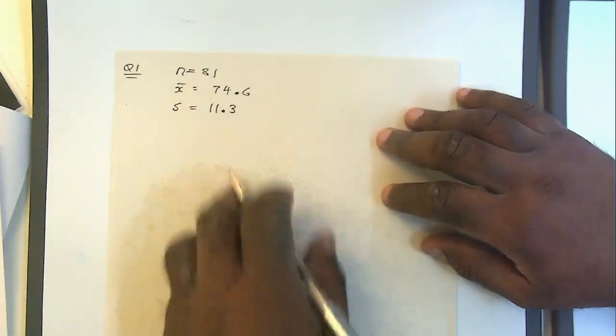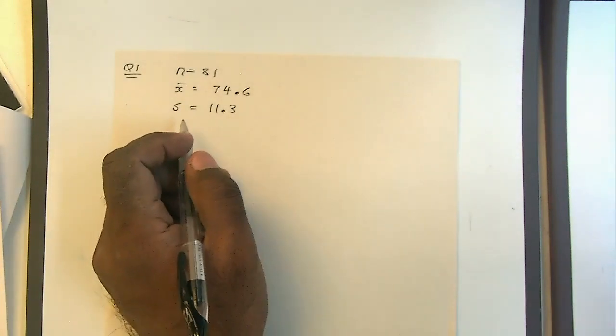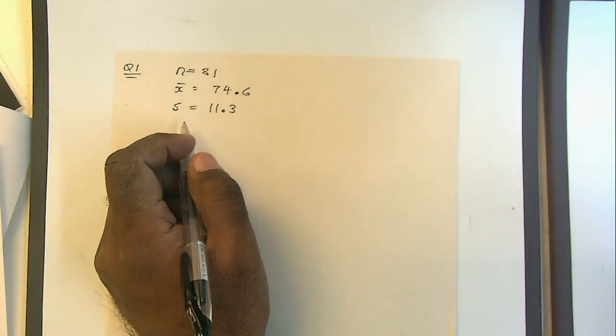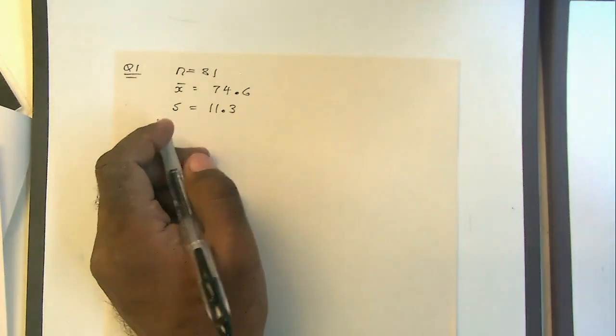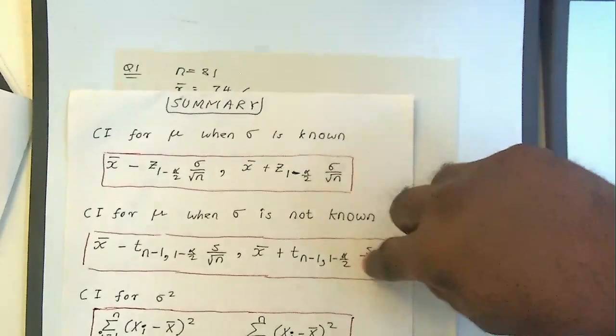So these are all the information that's given. Can you listen please? Clearly, question 1 doesn't say that sigma is the population standard deviation. It doesn't say the population standard deviation is known. So you need to use equation number 2, which is this one here, the second one.